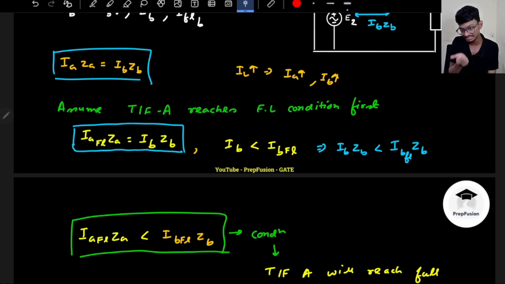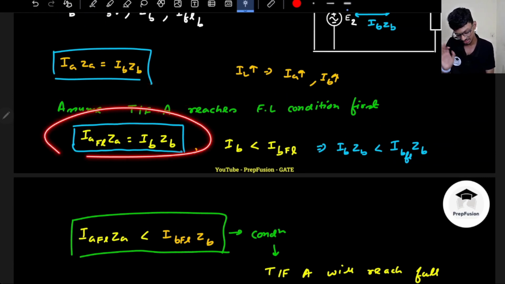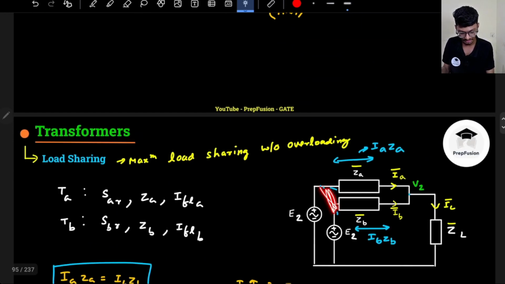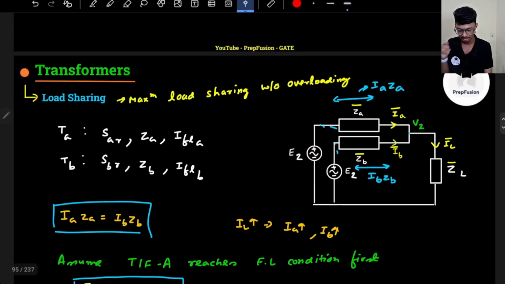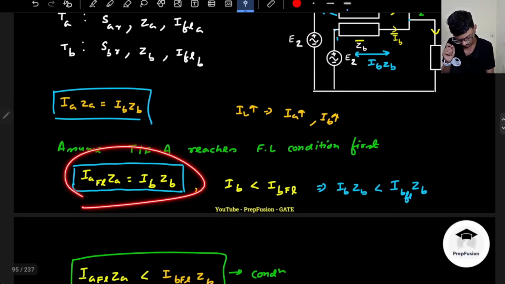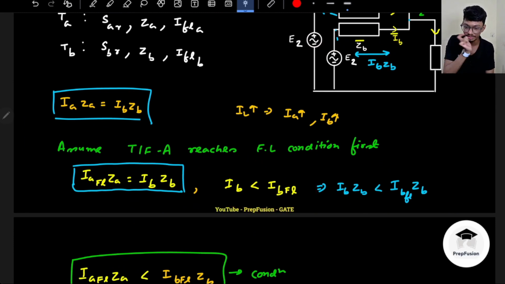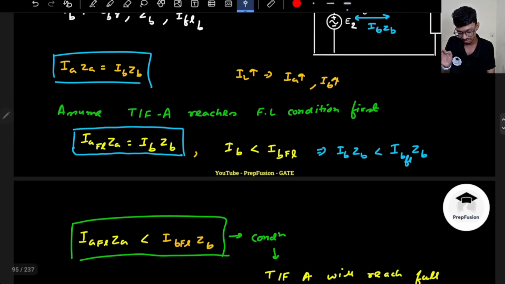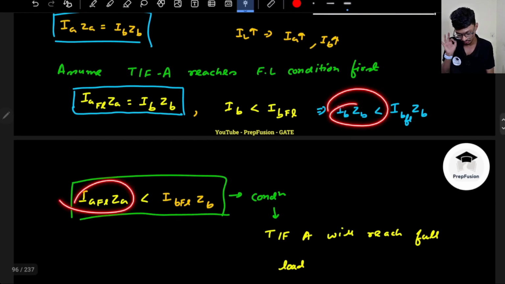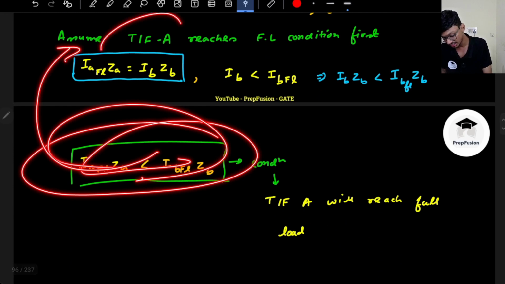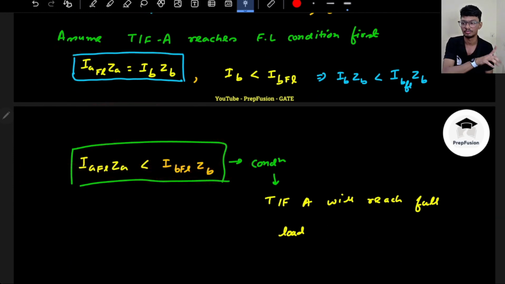If transformer A reaches the full load condition first, that means this will always be satisfied no matter what, because they are in parallel, and this point is EA, E2, and this point is V2. So the drop will always be the same no matter what. So I will write this equation. Then I will write that transformer B has yet to reach full load, that means IBFL will be less than IB. If I multiply by this, this will be this. If I replace IB ZB with this, that means if this condition is getting satisfied, the transformer A will reach full load first. Okay, back calculation.